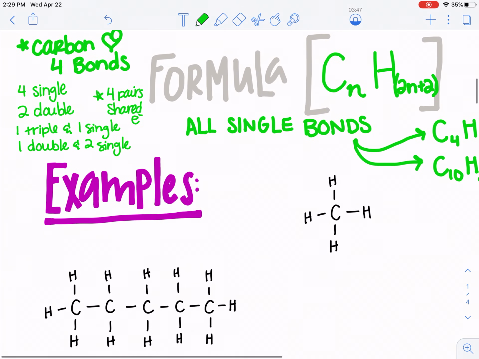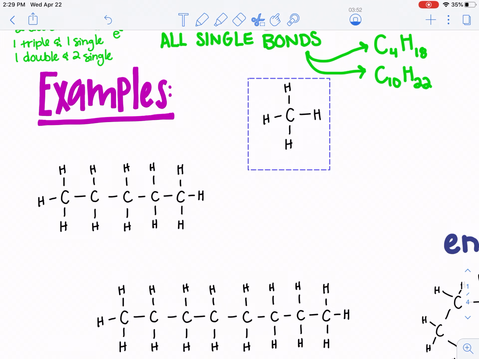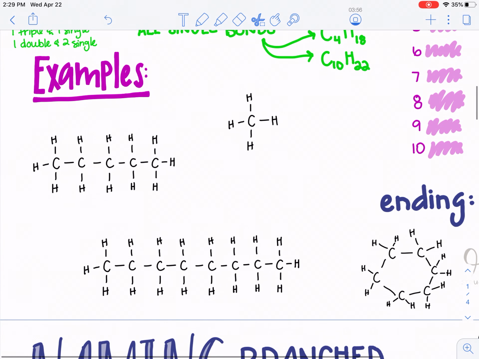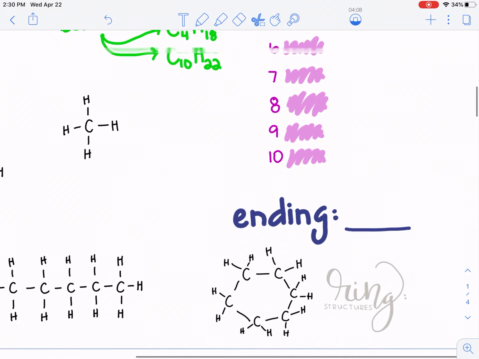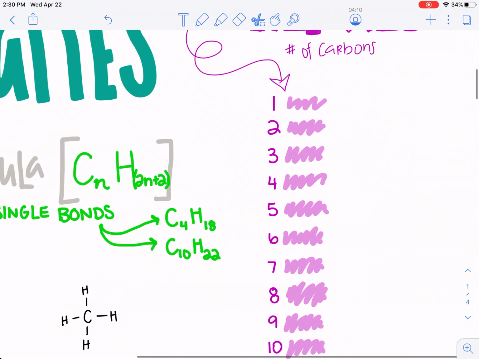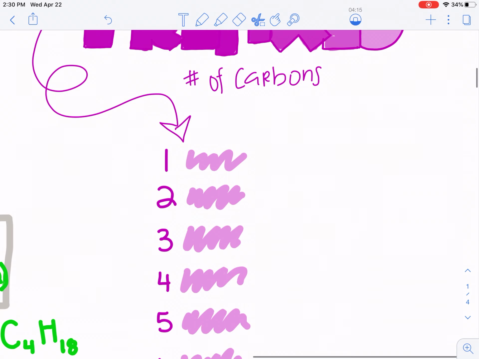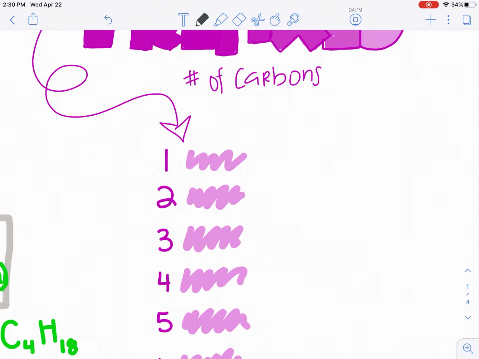So we are going to look at some examples that I have drawn here, and we're going to name them. First of all, note all of the single bonds, all of the hydrogens everywhere, and the fact that carbon has 4 bonds. No unshared pairs of electrons. Here is a quick review of the prefixes that we use for a number of carbons. Again, these are repeats from a long time ago.